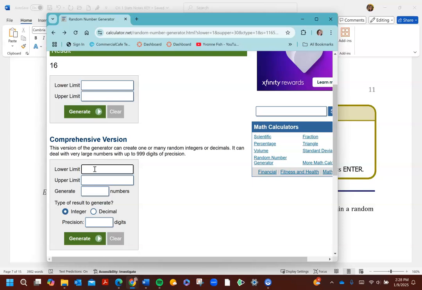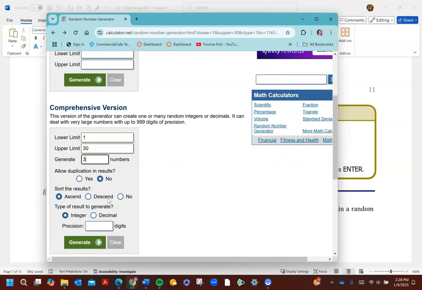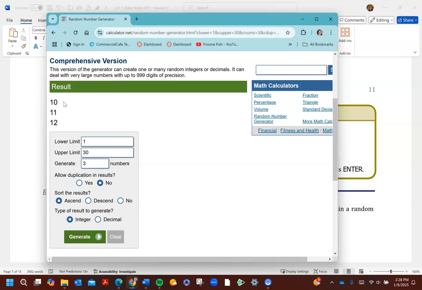So the lowest number I actually want is 1, and then 30. And then I want to generate 3 numbers. And I'm not going to allow duplication. I can put them in order just because it's easier, and then we want an integer for this one. We wouldn't want decimals because we're counting people. And then we just click generate. And so it would be person 10, 11, 12. That worked, right? That's legit.